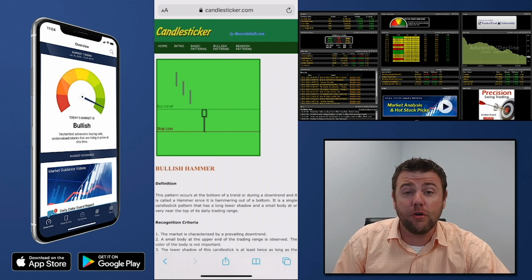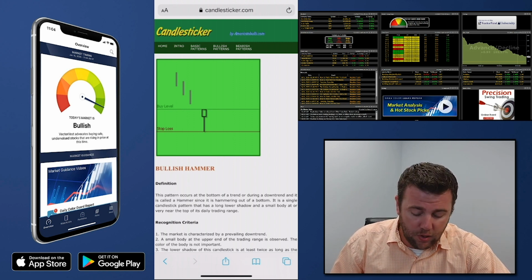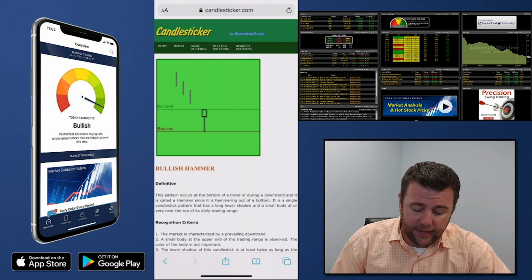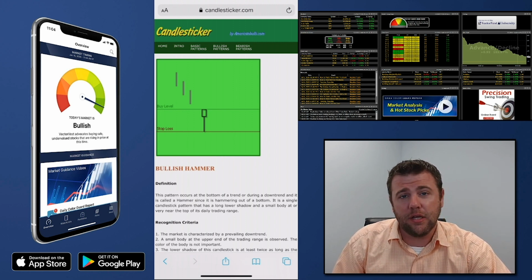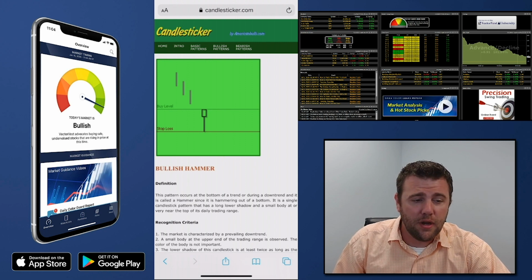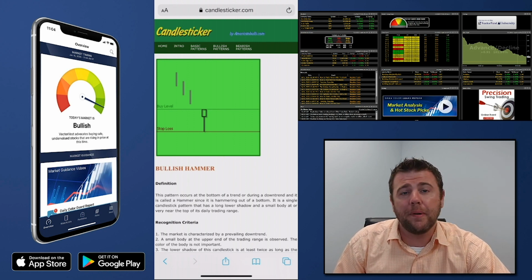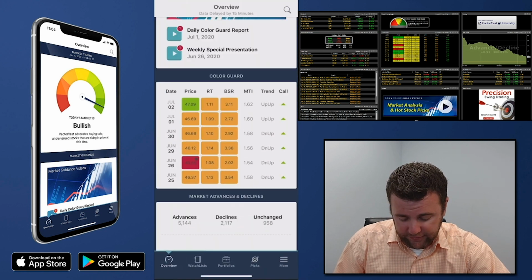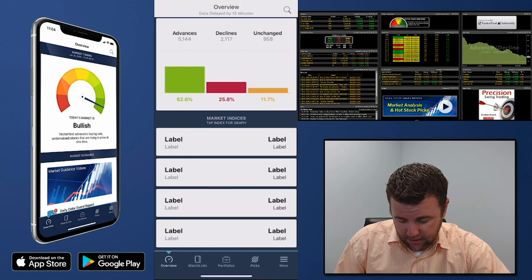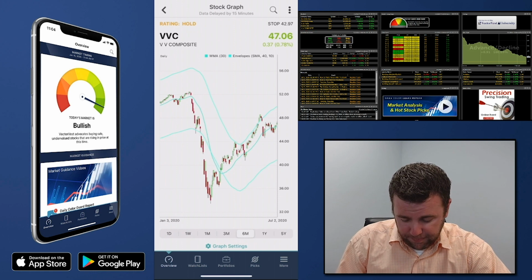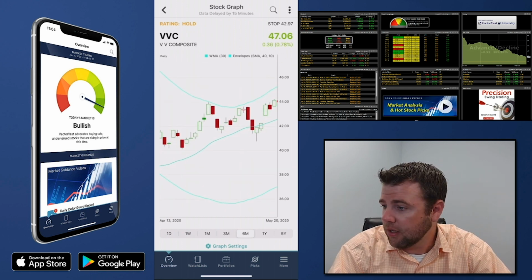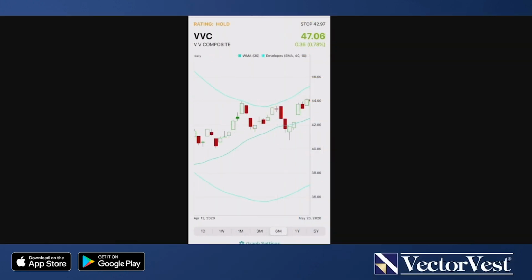Now, if you're new to candlesticks in general, let's go over how a candle is developed. First off, a candle has an upper wick, typically a lower wick, and then the body. The body is created by the open and closing prices of the day. So let's go into the graph here. Let's go back into VectorVest, go to the VectorVest composite, and just look at a small sample size. Let me switch this for you guys to make it easier to see.